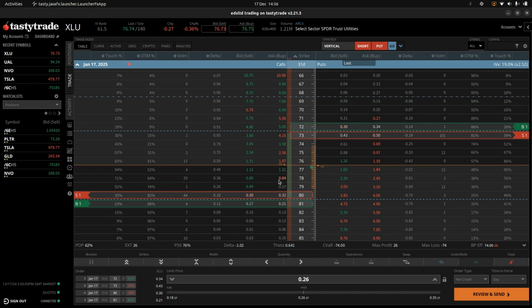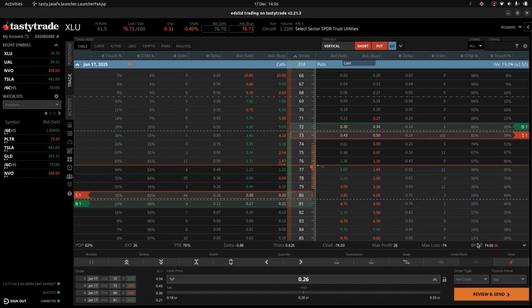So if you can go naked on this. However, if you can't, it's absolutely fine. You can go as small as $1 wide. Okay, $1 wide. We're going to collect $26 up front. And now, obviously, it's $1 wide minus 0.26, which is 0.74 times by the contract multiplier of 100. And that's how we end up with our max loss here. And our broker is only going to hold $74 in buying power.